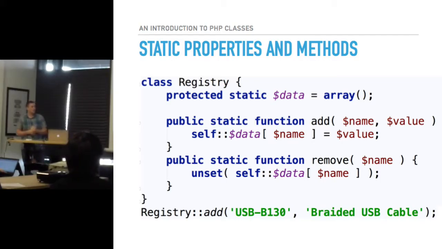So obviously from the word registry, what we're doing here is we've got an array of data, and we have a method here that allows us to add data to it, and a method here that allows us to remove data. In this case, we could add a SKU for a product and the name of it, and now it's in our registry. The one thing we are missing here is the ability to get information. We can add and remove, but obviously we need a get method in there or you'll never actually see the data again.